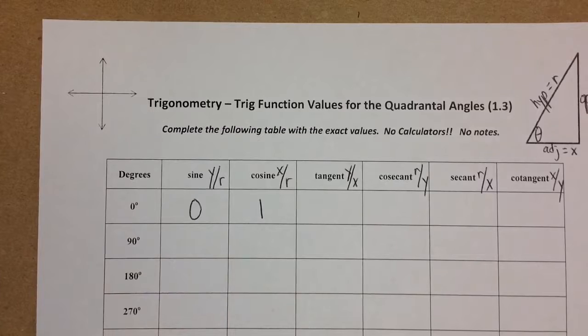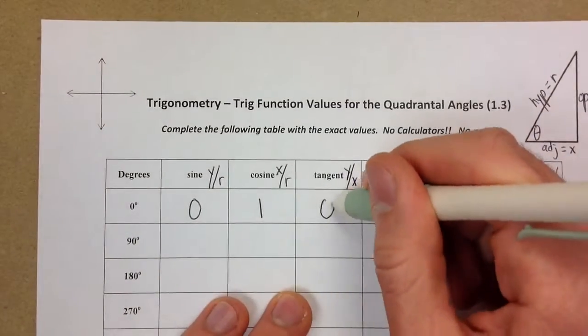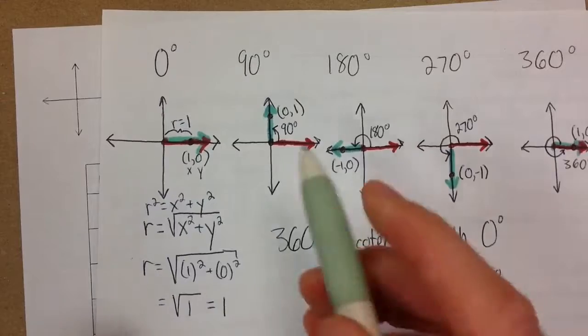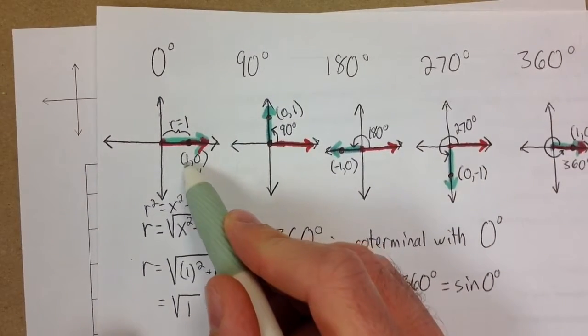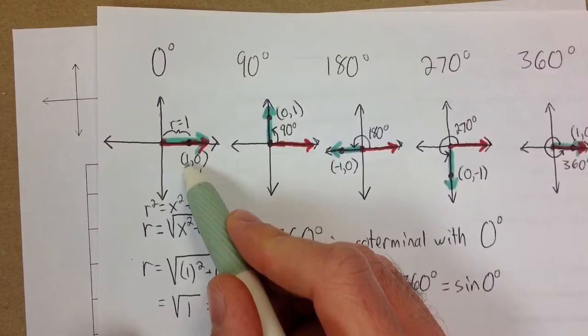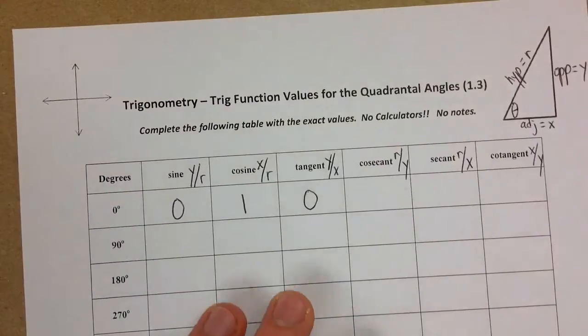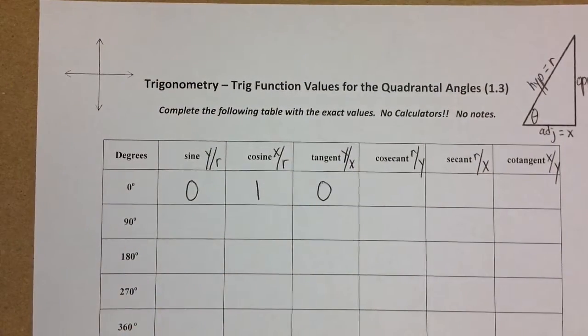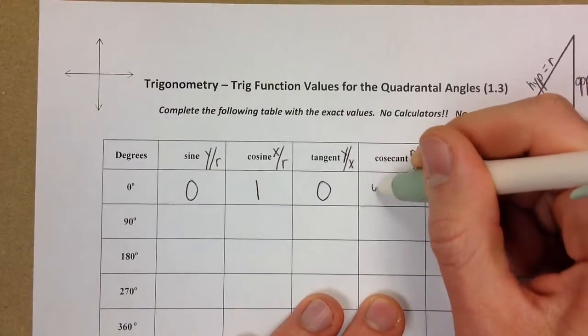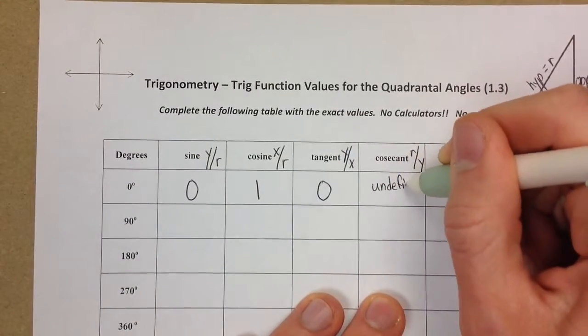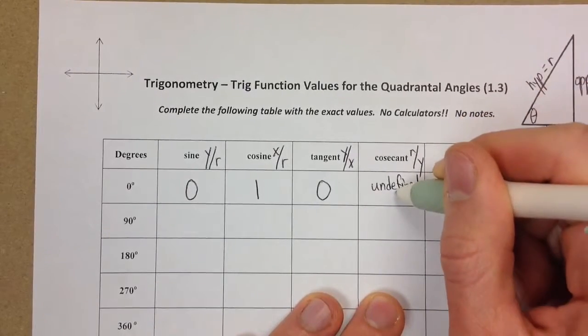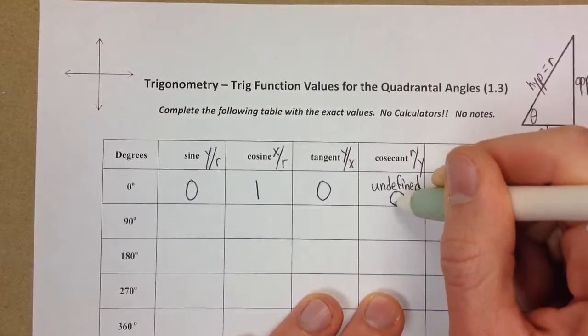Let's look at tan. Jessica, what do you think tangent of 0 degrees is? 0. Very good. Tangent is y over x. 0 divided by 1 is 0. Dominique, what do you think cosecant is? Excellent. Cosecant is undefined. If you want, you can use the null set symbol. I'm okay with that.